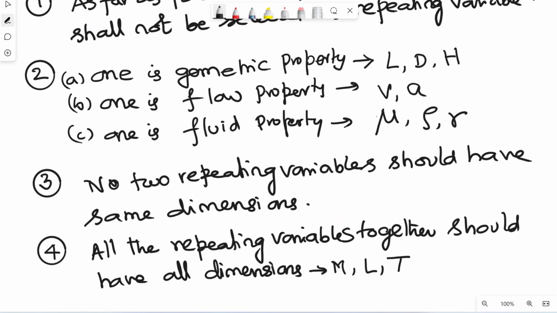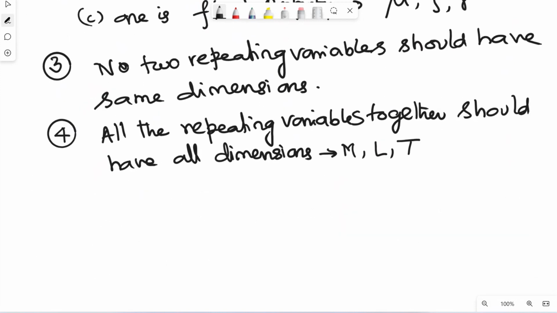That means you cannot take, for example, V and D, and then a third variable that lacks mass. In D, mass is not there, time is not there. In velocity, mass is not there, but length and time are there. So in the two variables you have covered length and time, but the third variable, whichever you choose, must contain mass also. Then only the three repeating variables put together will have mass, length, time. So this is one more point you should remember.